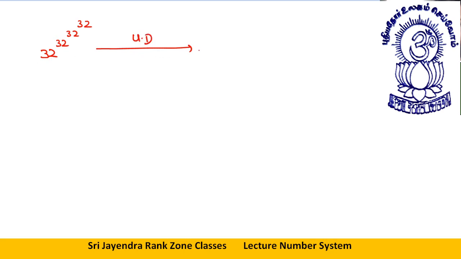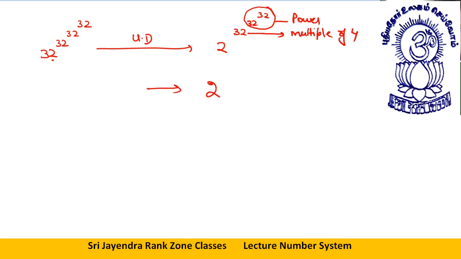Unit digit. Okay. See students, what I need to do is take a 2 from here, whatever be the power. This 32 is raised to some power. I am least bothered right now what it is raised to. Why? I'll tell you why. This 32 is a multiple of 4. Now think about it, dear students. What I get is 2 raised to a power that is a multiple of 4, raised to some big power.